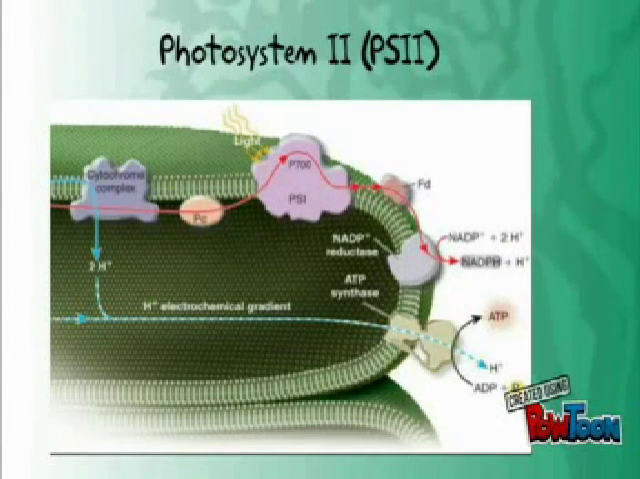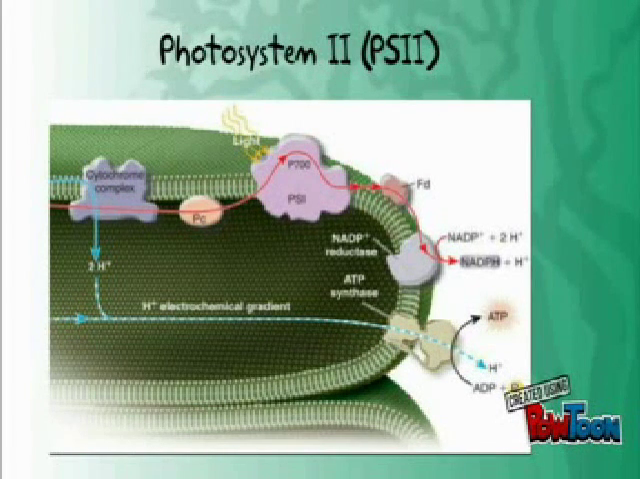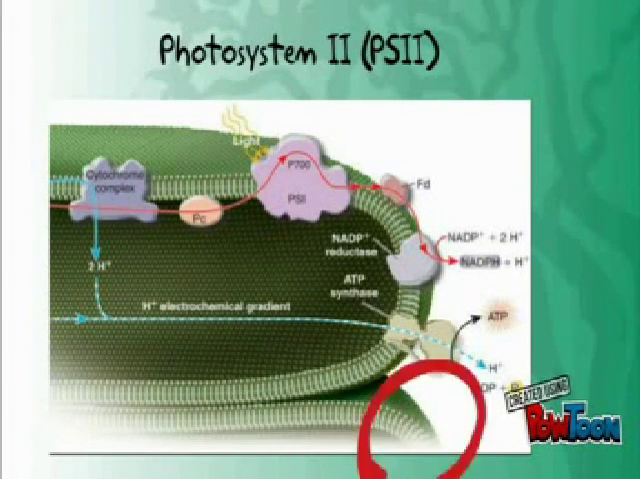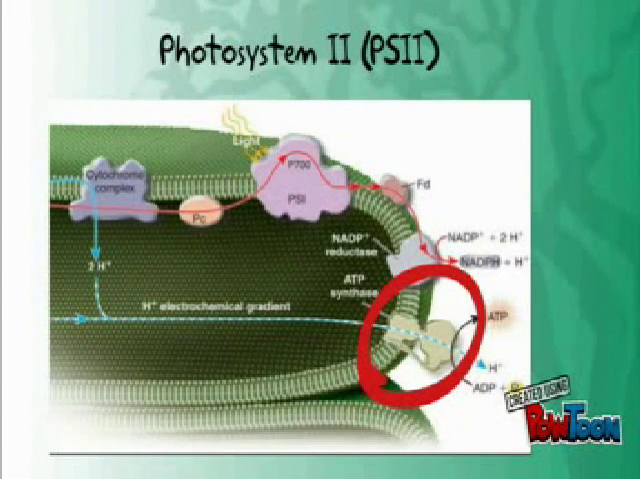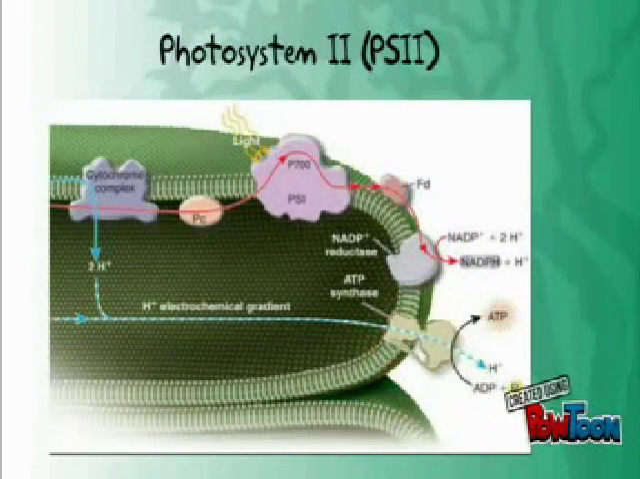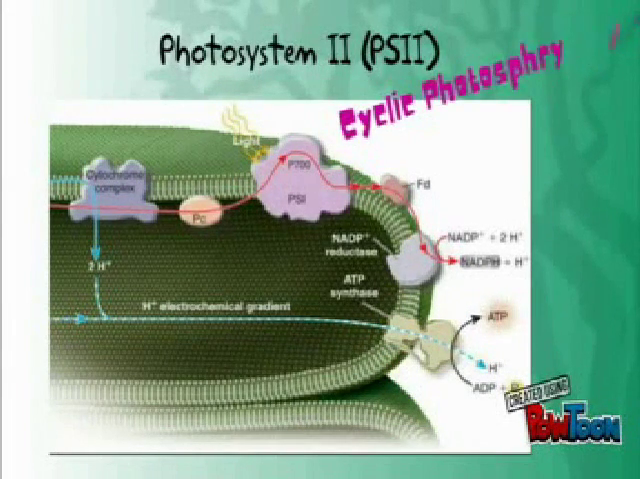When too many protons gather inside the thylakoid, they repel each other. So, they want to get away from each other. And this happens through the ATP synthase, which uses their energy to add P to ADP, making ATP. This process is known as cyclic phosphorylation.